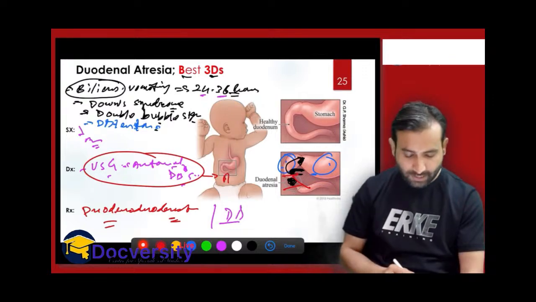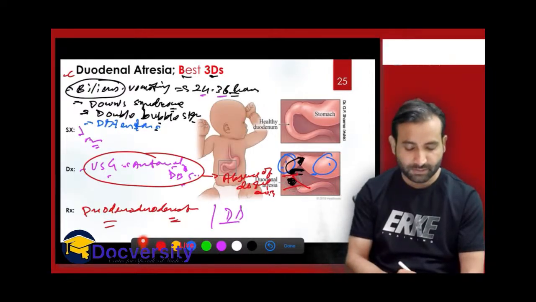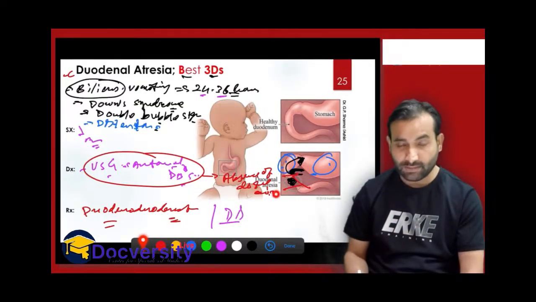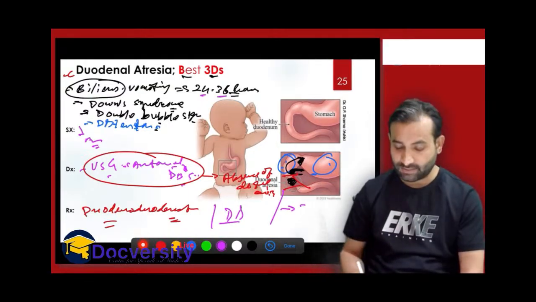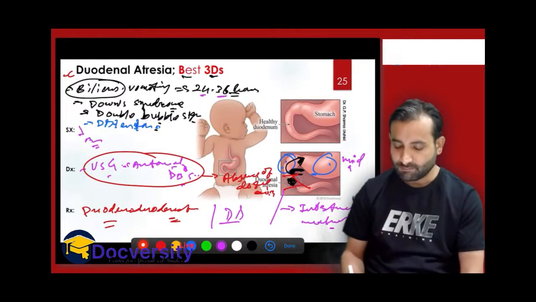Double bubble sign in the antenatal USG with the absence of distal air in the intestine. That is what? Duodenal atresia. If the question is double bubble sign in the antenatal USG, but there is a presence of distal air in the intestine, then the answer will be what? The intestinal malrotation or midgut volvulus. Hope you understand, right?